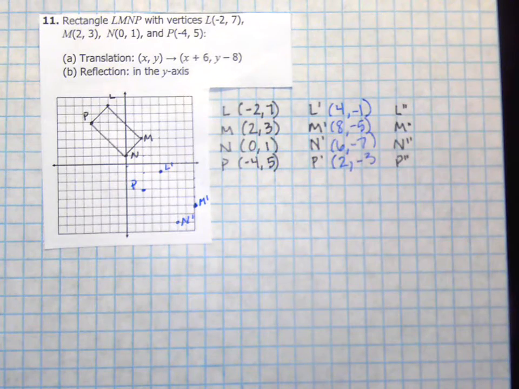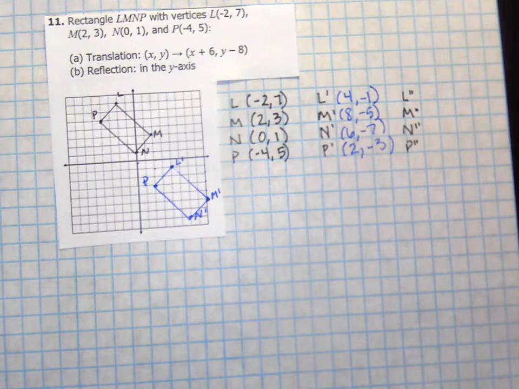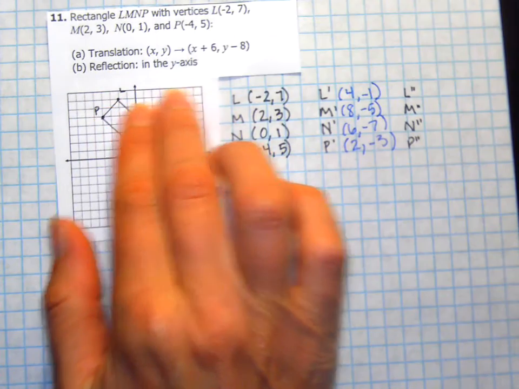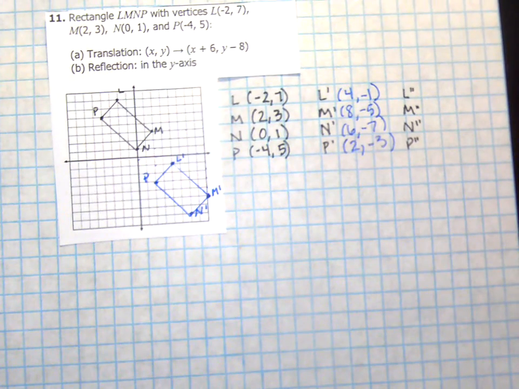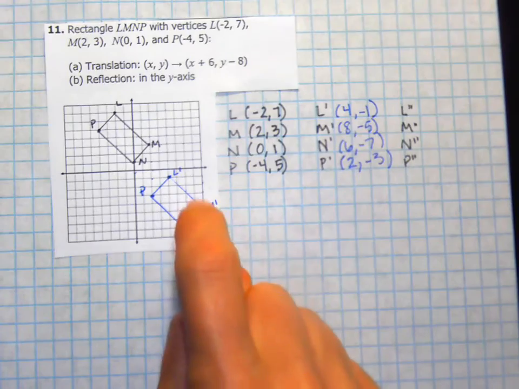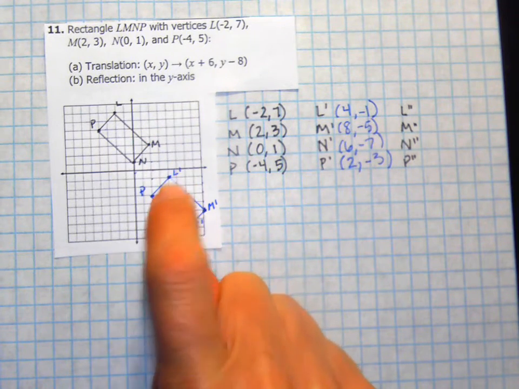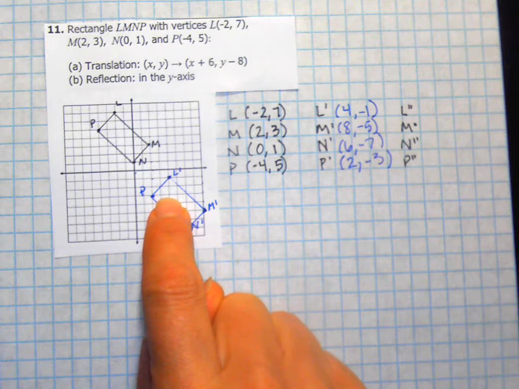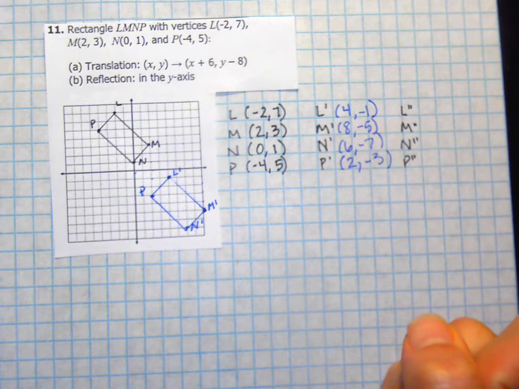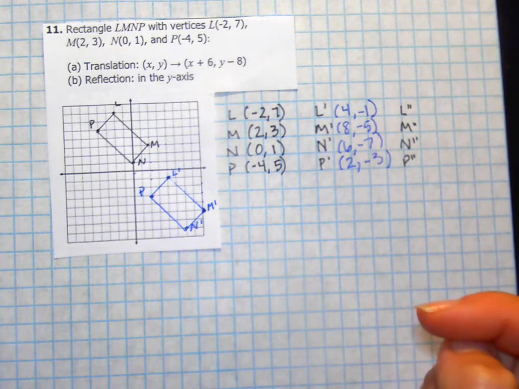I'm going to take a second. I'm going to pause the camera, and I am going to connect the dots of my rectangle. All right, so I have connected my dots. So I just took my whole rectangle and went right 6 and down 8. And because every point moved in the same direction, I have a congruent rectangle here. Rectangle LMNP is congruent to L prime, M prime, N prime, P prime, because every point moved the same amount. So all the side lengths are the same, the angles are the same, nothing changed.